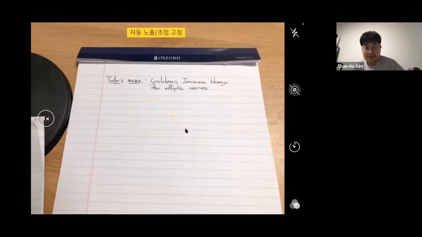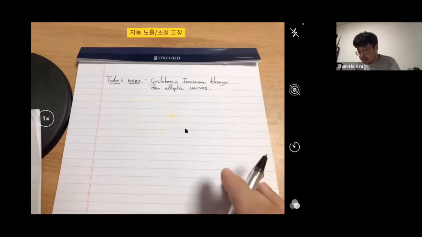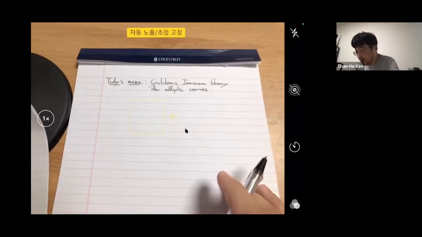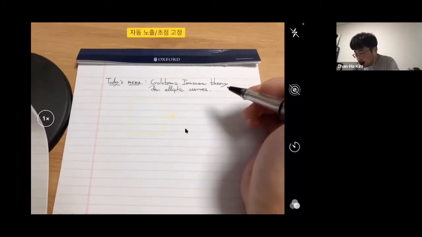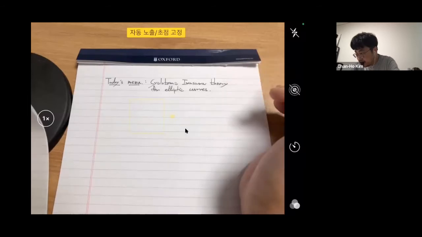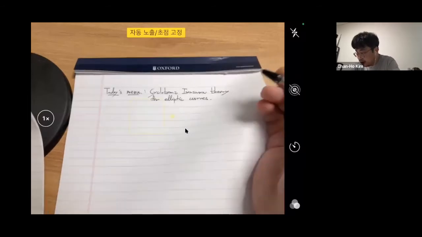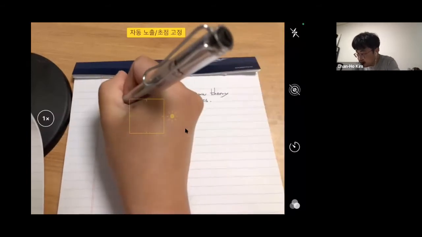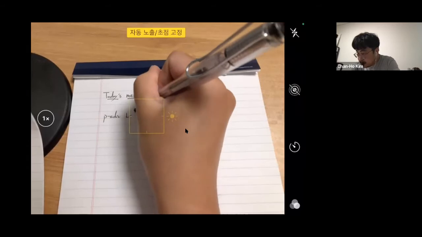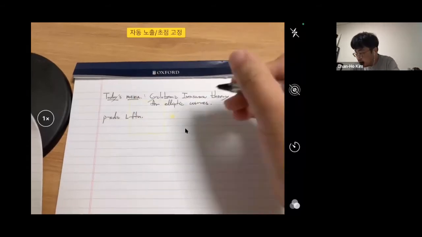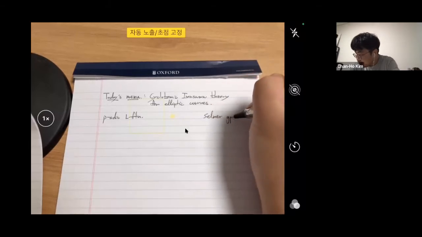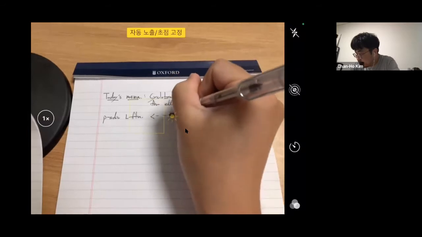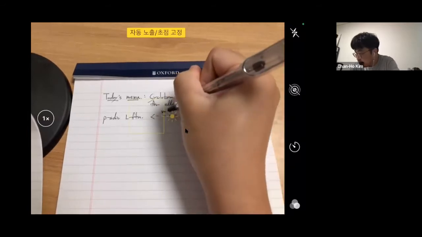Today's topic is the cyclotomic Iwasawa theory for elliptic curves. Let me first explain why I do this. Basically, the main objects of this cyclotomic Iwasawa theory are, one, the p-adic L functions, and the other, Selmer groups. They are connected by the main conjecture, the Iwasawa main conjecture.